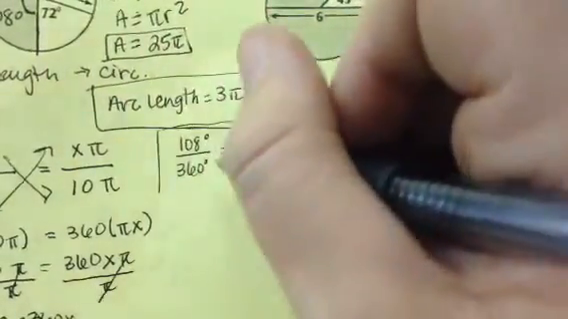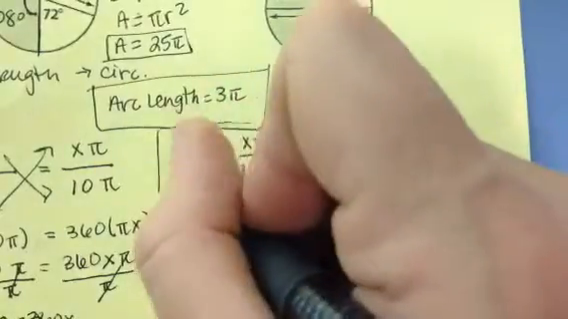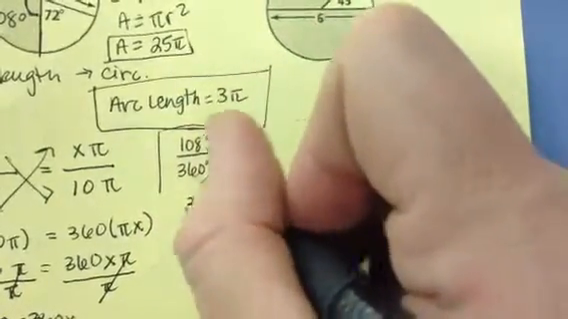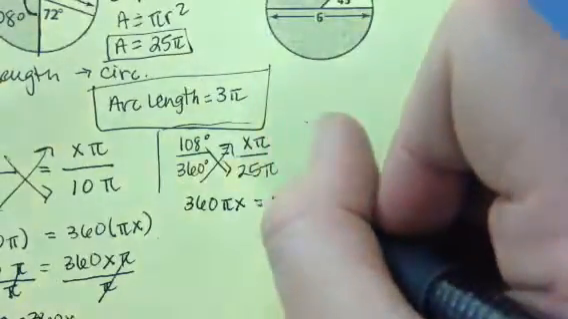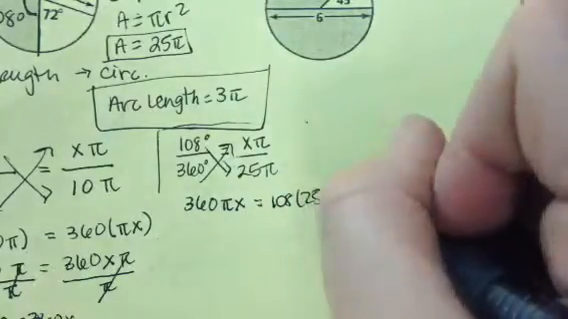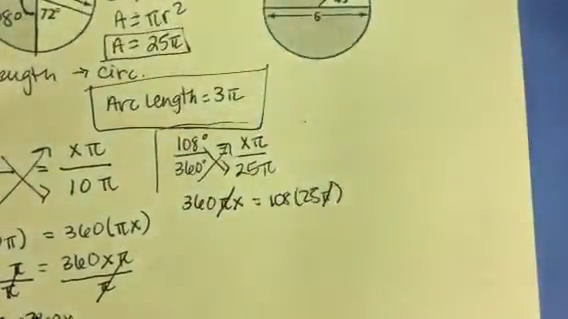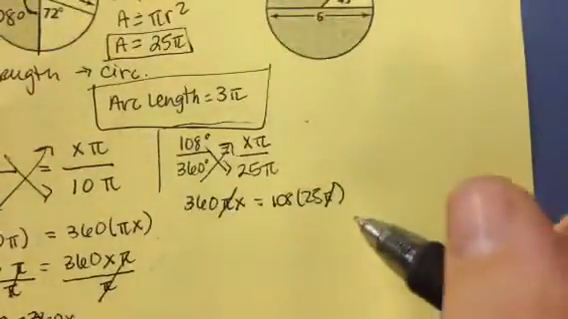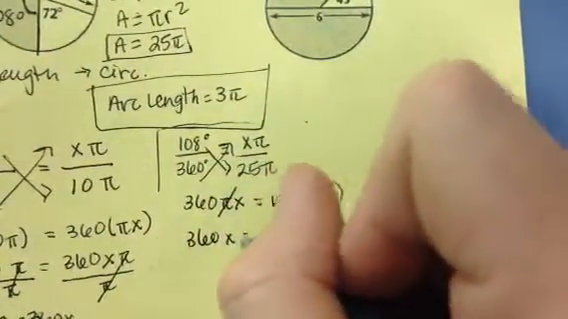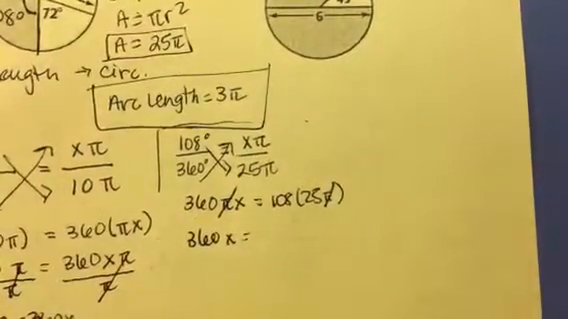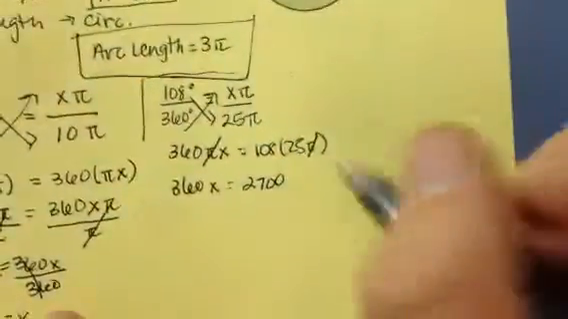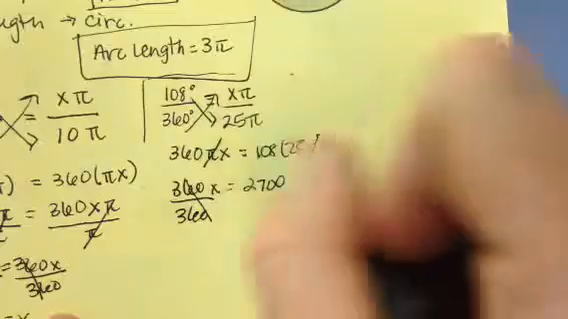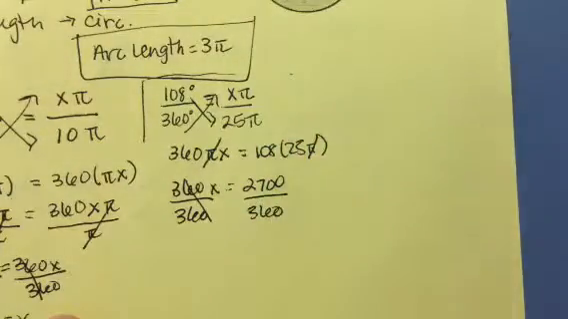All right, I could cross multiply. So again, I'm going to get 360 times x times pi, however you want to write that. And then I'm going to multiply 108 with 25 pi. And before anything gets too crazy, I'm just going to divide pi off both sides, cancel those pi's out. So now I have 360x equals 108 times 25. In the calculator, I'm getting 2,700. And now I can divide both sides by 360. So 2,700 divided by 360 is 7.5.